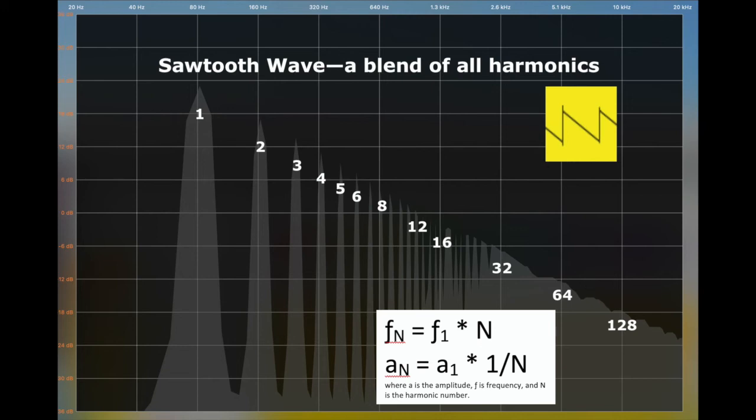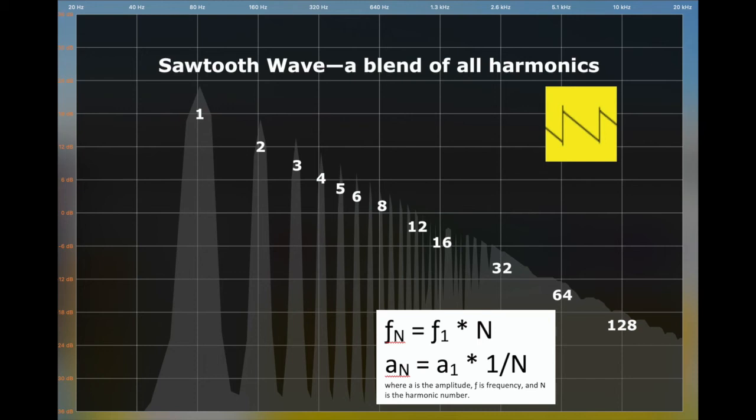They're actually very simple and easy to understand. The frequency of any harmonic, let's say the nth harmonic, is simply the frequency of the fundamental, the first harmonic, marked on the graph as 1, times n. So if our first harmonic is at 80 hertz, our seventh harmonic would be 7 times 80, or 560 hertz.